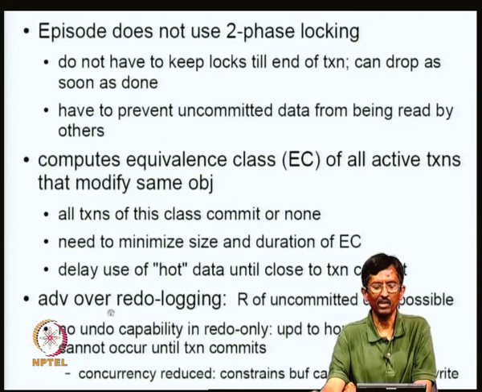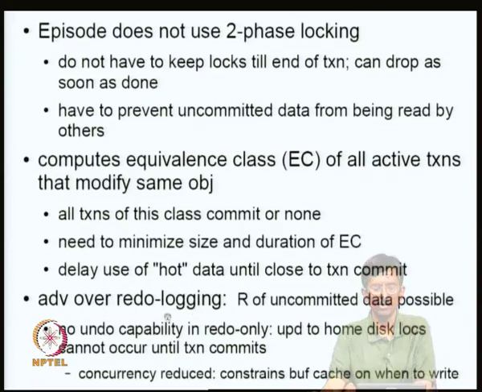There's some advantage of redo undo. If you do redo undo logging, it is better than redo only logging, basically because reading uncommitted data also is possible, and because there is no undo capability in redo only, updates to home disk locations cannot occur till the transaction commits. Okay, the concurrency is reduced. It even constrains the buffer cache on when to write. So this makes it slightly slower, with less concurrency.